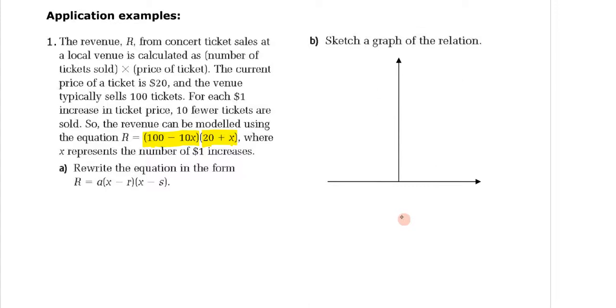And then for every increase in price, you're going to sell 10 fewer tickets. So if I increased it by $1, then 20 plus x becomes 21, but you would lose 10 tickets because 10 times 1 is 10, and 100 minus 10 would be 90. So you only sell 90 tickets instead of 100. So you have to balance it out correctly. You have to figure out how many increases x would maximize the amount of revenue I get, without losing too many ticket sales.